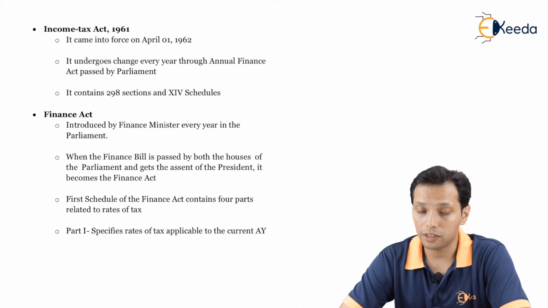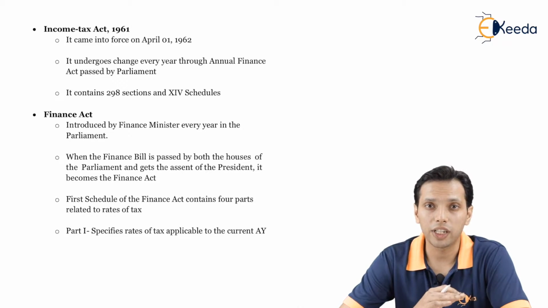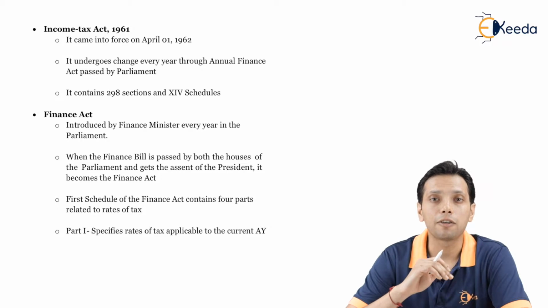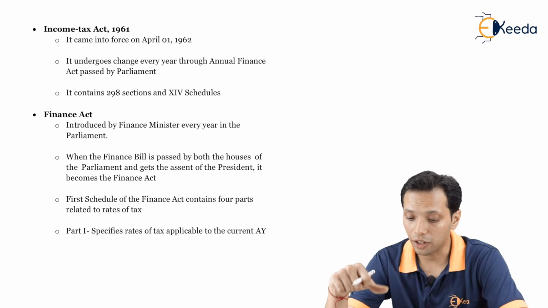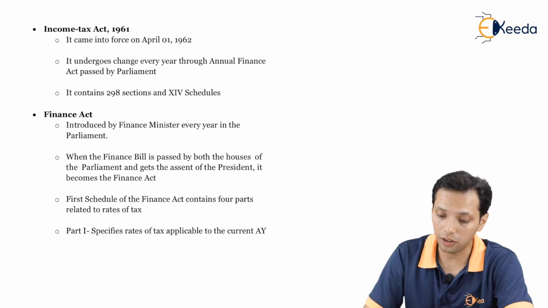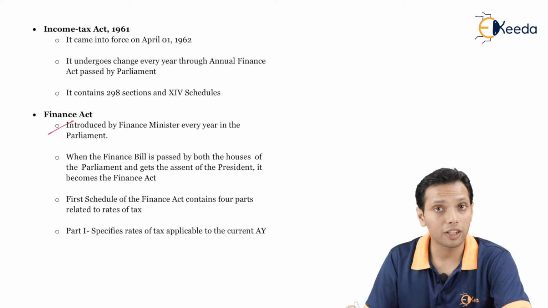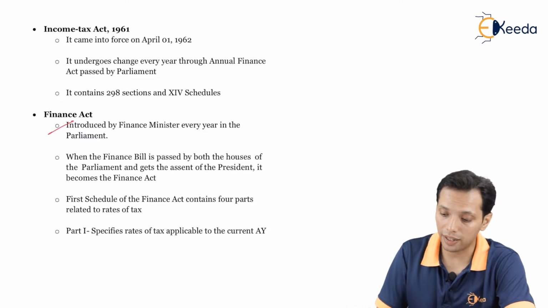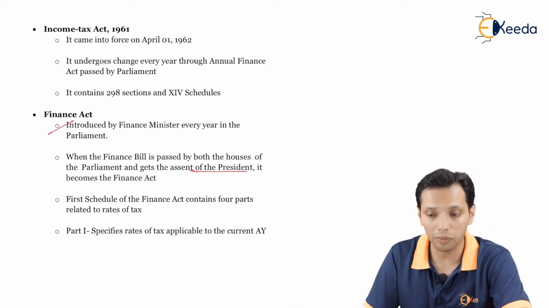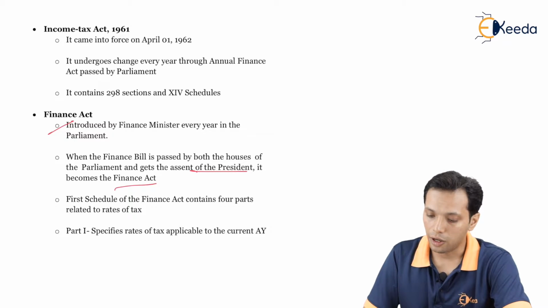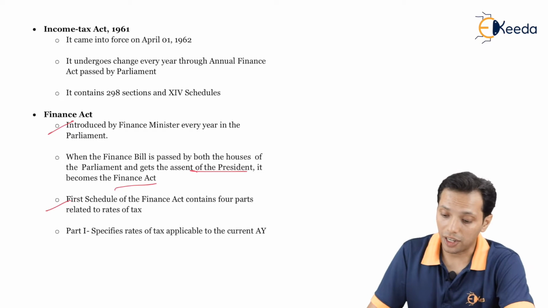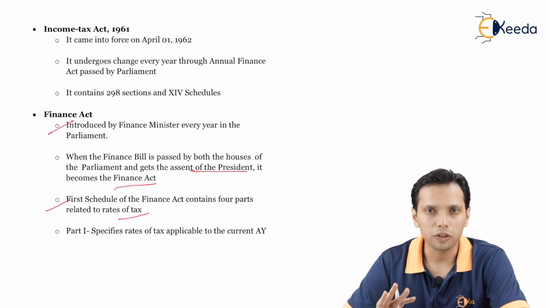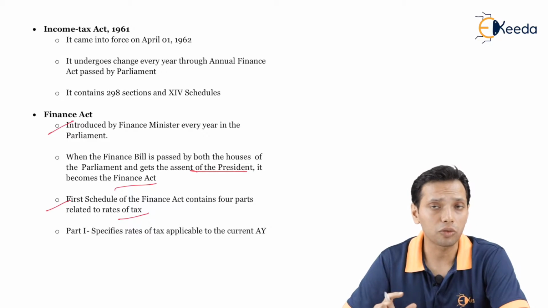So the Finance Act, as we have covered in the Income Tax Act, the Income Tax Act keeps on changing every year based on the finance bill passed by the finance minister. The Finance Bill is introduced by the finance minister every year in the parliament. When the finance bill is passed by both the houses of parliament, it gets the assent of the president. It becomes the Finance Act. The first schedule of the Finance Act contains 4 parts related to the rates of tax.